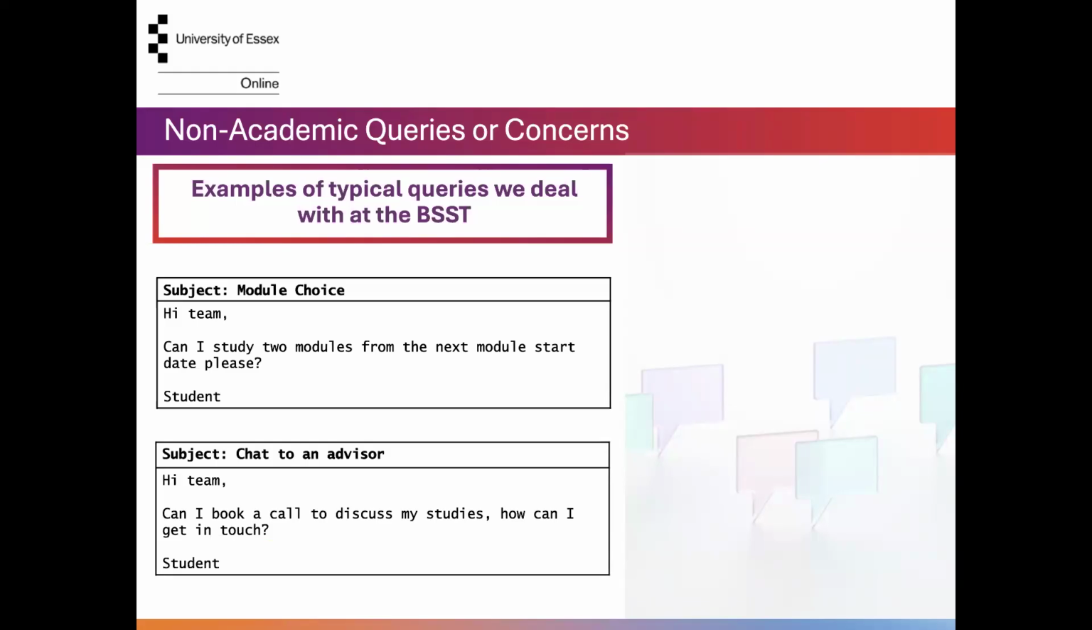Chatting to a call to discuss my studies, how can I get in touch? If you prefer to chat to an advisor in person rather than email us, please note that the most efficient way of requesting this is to complete a call booking form. You can find a link to this form on a learning platform by going to Student Services and Contact. You can always use the Chat to Us function on the learning platform to find the answer to any quick query. This appears as a little purple button wherever you are on the platform. This is available during our working hours, and we will look at these a little bit later.